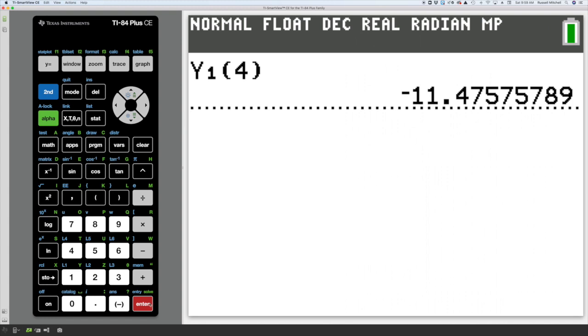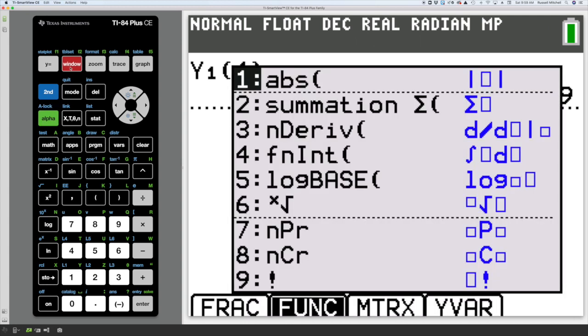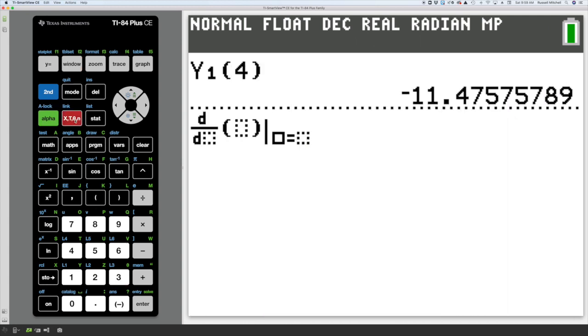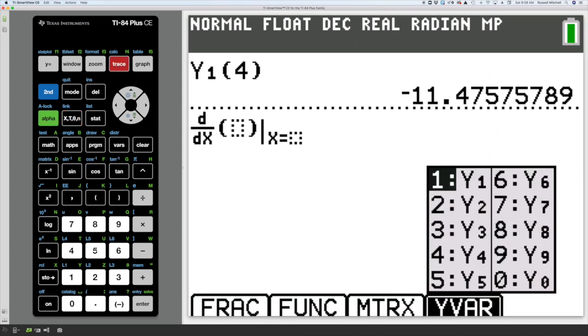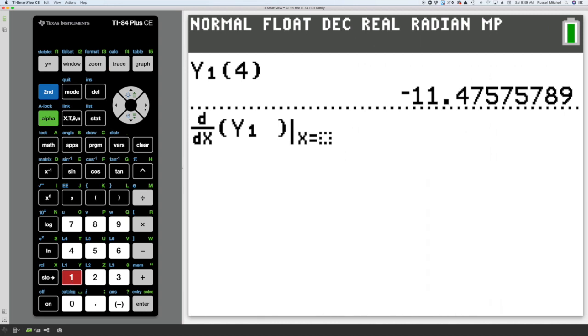And then let's put in the derivative. That would be alpha window, and then 3 for numeric derivative. So we're going to take the derivative with respect to x of y1, our velocity, so alpha trace number 1. And then we want to find the derivative at 4.